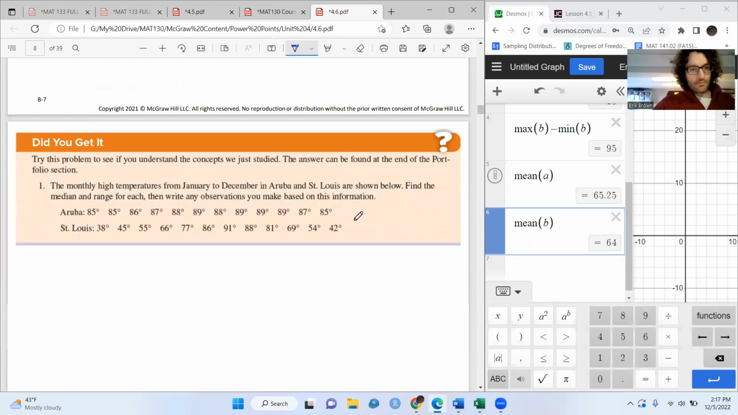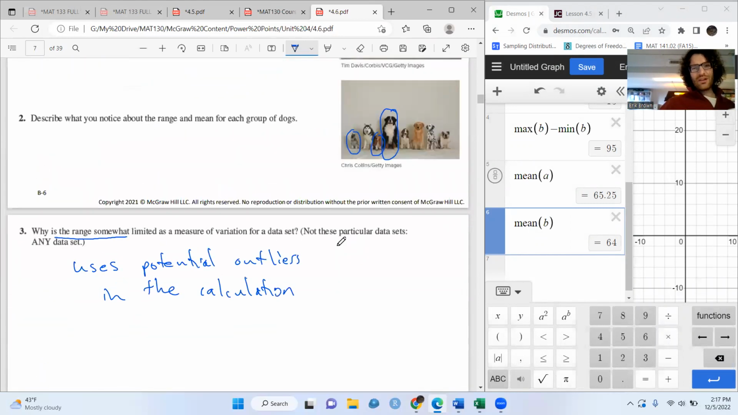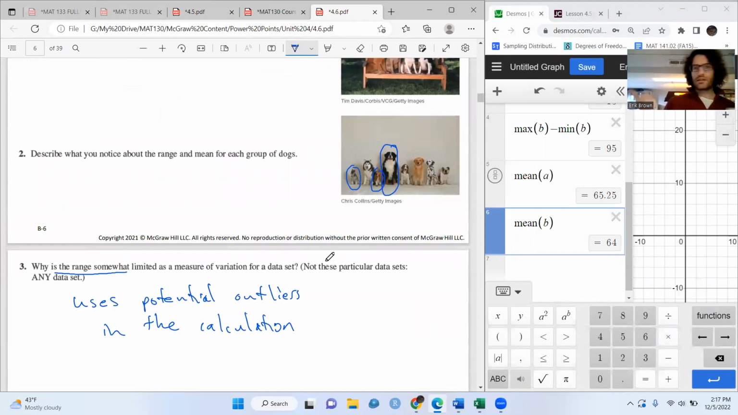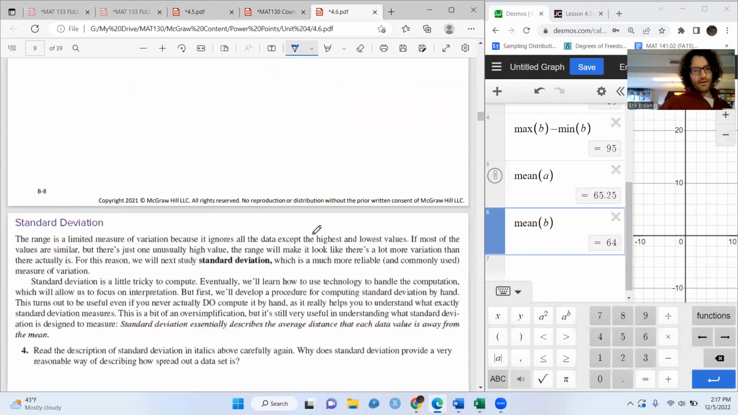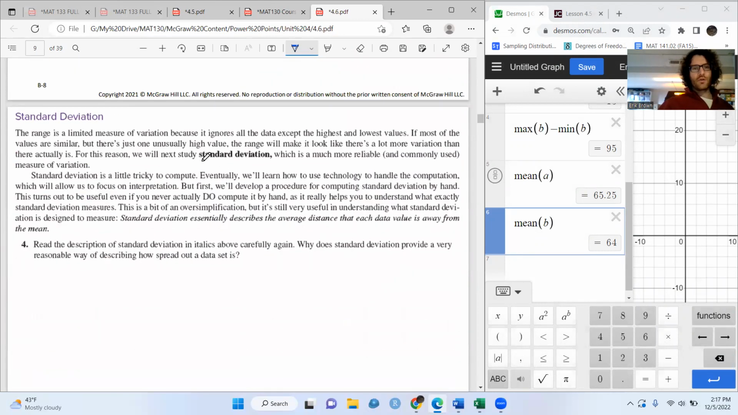Okay. The other thing is it only looks at two data values, right? It only looks at the biggest and the smallest. What about all the numbers in between? So we've got to have another measurement, and we do. It's called the standard deviation.